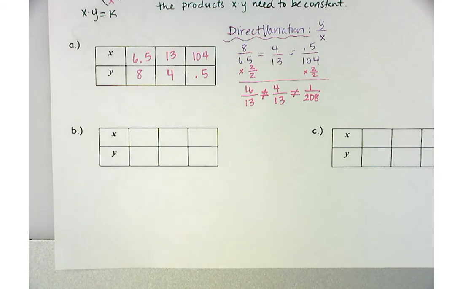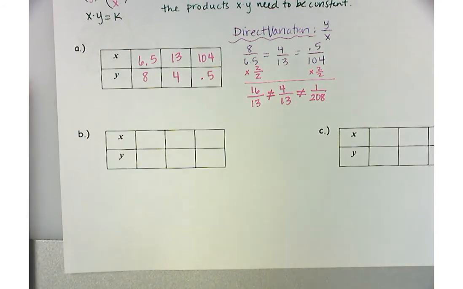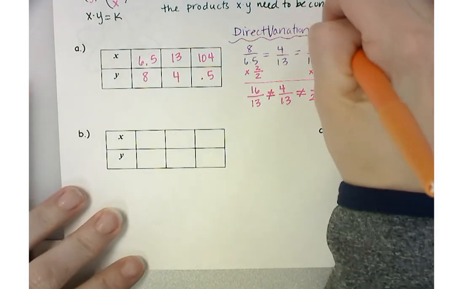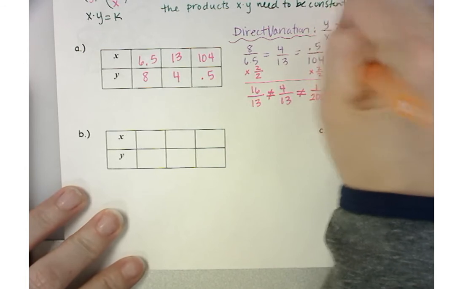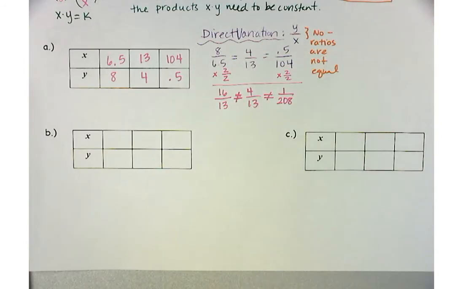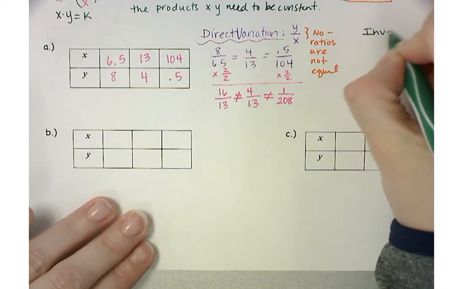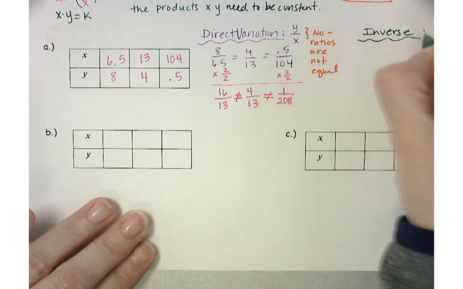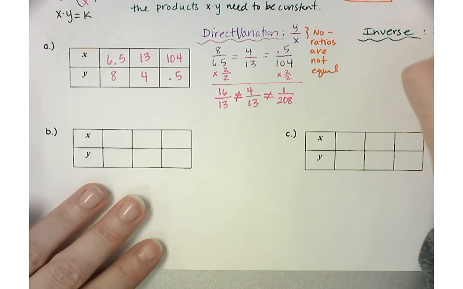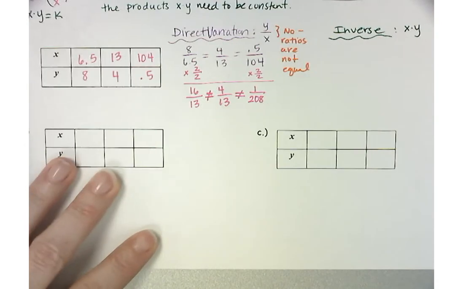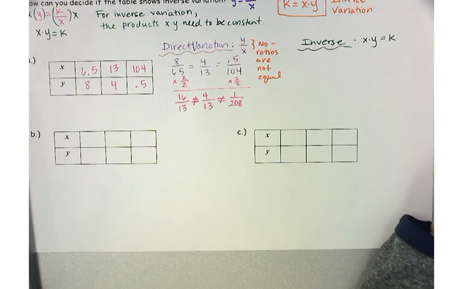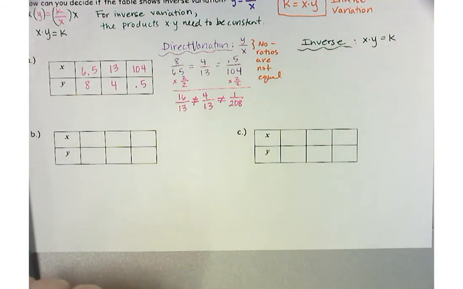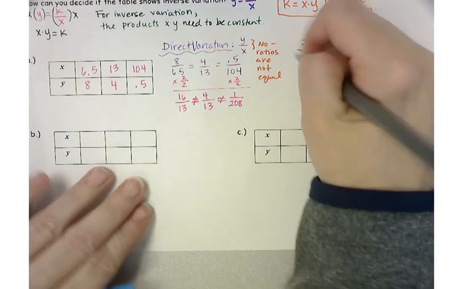All right, so now we're going to proceed to inverse variation. Okay, so what we're going to check here is the x times the y. Remember, we're doing x times y because that's what equals your k value. That's what we're seeing as constant. So now we're going to set up our products. So 6.5 times 8, 13 times 4, and really the simplest one I think is going to be the last one, to do half of 104, because half of 100 is 50, half of 4 is 2, so 52.